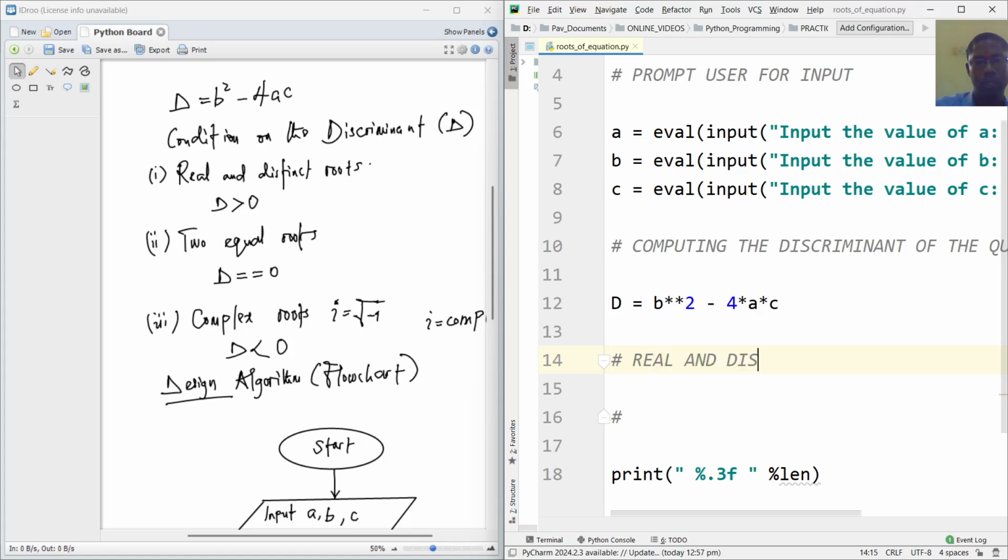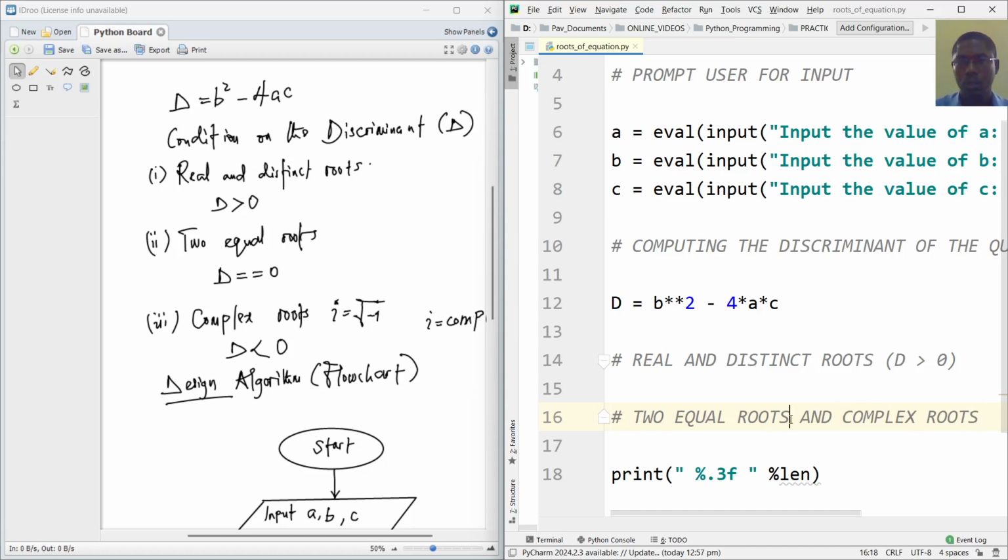Real and distinct roots. That's when our discriminant, we say, is greater than the value of 0. Then of course the next test is for what? Two equal roots, right? And complex roots. Now the number here is going to be D equals 0.